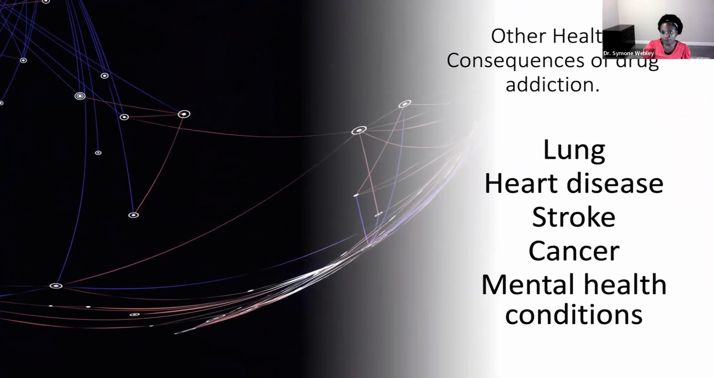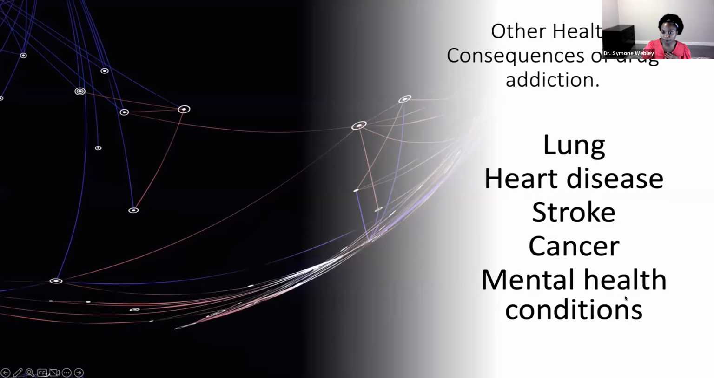So there are some other consequences of drug use. It's not just brain cells that are killed. You can have lung diseases, heart diseases, stroke, cancer, and mental health conditions. The issues that come up when a person starts to use drugs vary from the top of the head to the soles of the feet, just because everything is connected. And once the brain is diseased, the body follows, and all the things that you can think of can end up happening because they started using drugs.